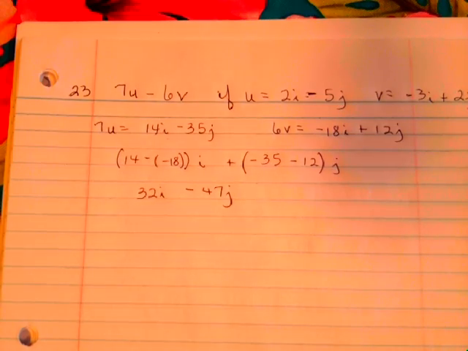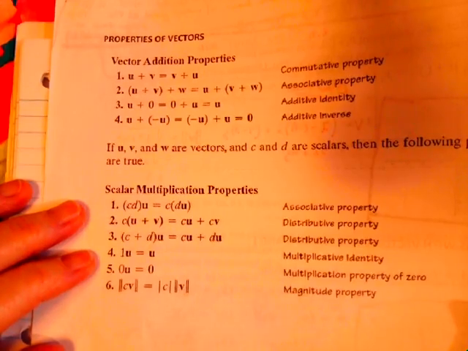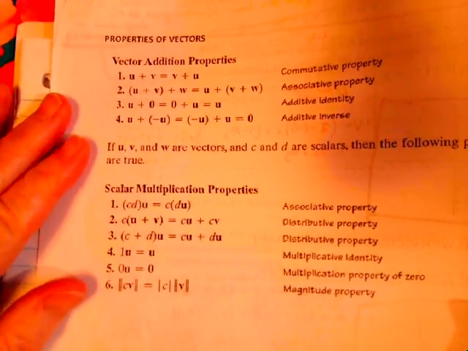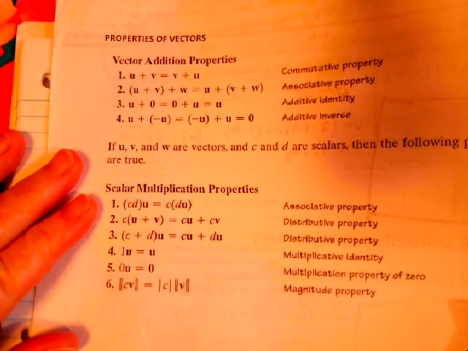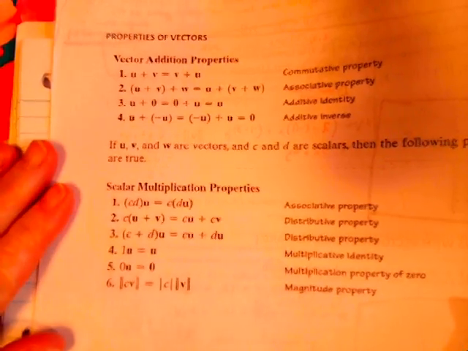On the back of this handout, you have a list of the properties for vectors and scalar multiplication. You can have that to refer to if you need it.